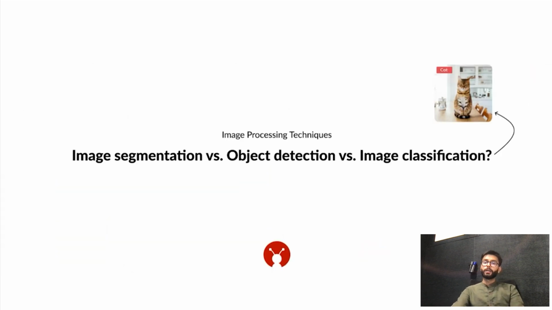Perfect. So let's focus on image classification, object detection, and image segmentation. These are the backbone of creating different kinds of objects and images from AI, or you can say deep learning models, right? So starting from the very basic, which is image classification.